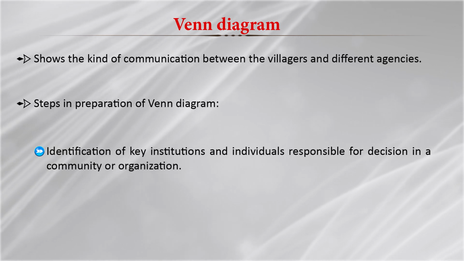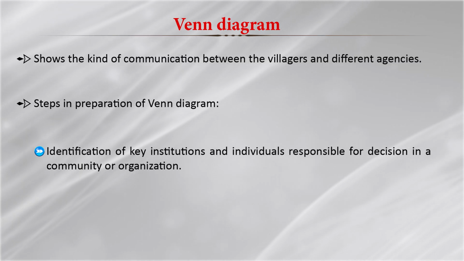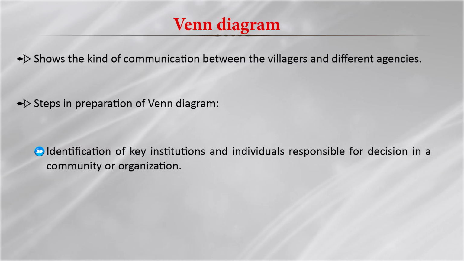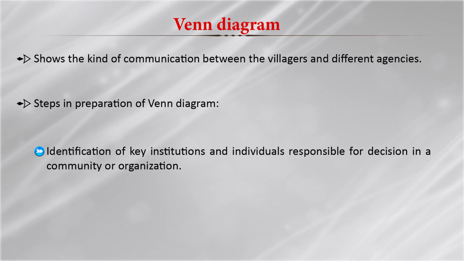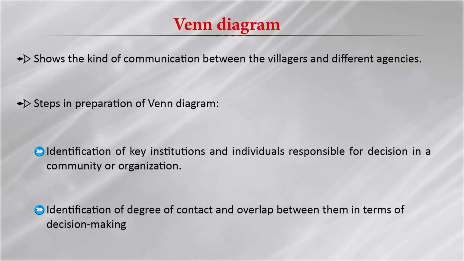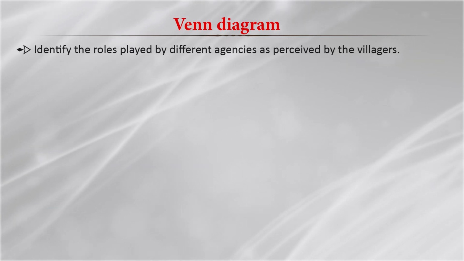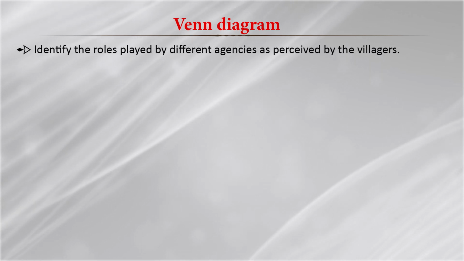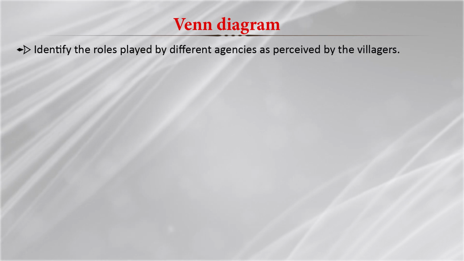So here, the first step is to identify the key institutions or the persons who are involved in the decision making process. We also have to identify the key persons who are responsible in the village. And here we have to identify the degree of contact and overlap between the institution and the community in terms of decision making. And then we identify the role played by different agencies as perceived by the villagers. So how a villager thinks about the different institutions, their role in the village.